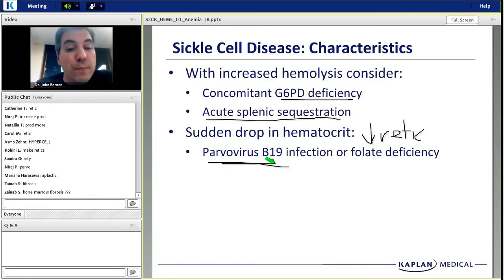or if they have a lot of episodes, they can run out of folate. You run out of folate, you can't make red cells either. You get a low retic count. Okay, so make sure you give sickle cell patients a lot of folate. Okay, so they love this parvovirus B19.